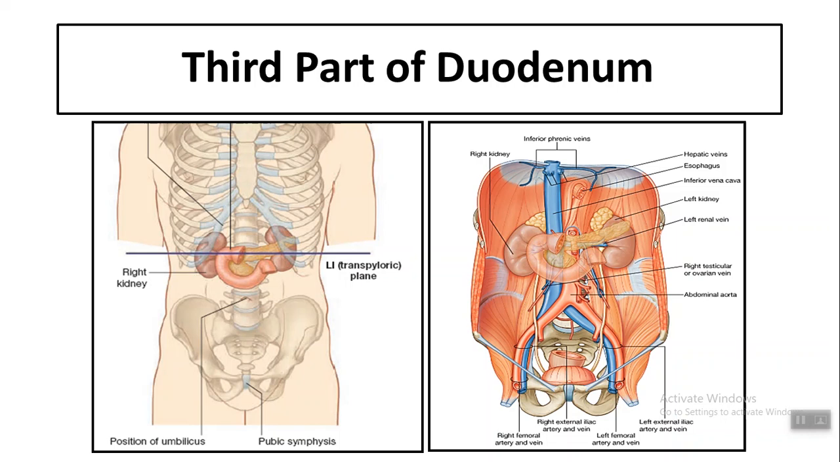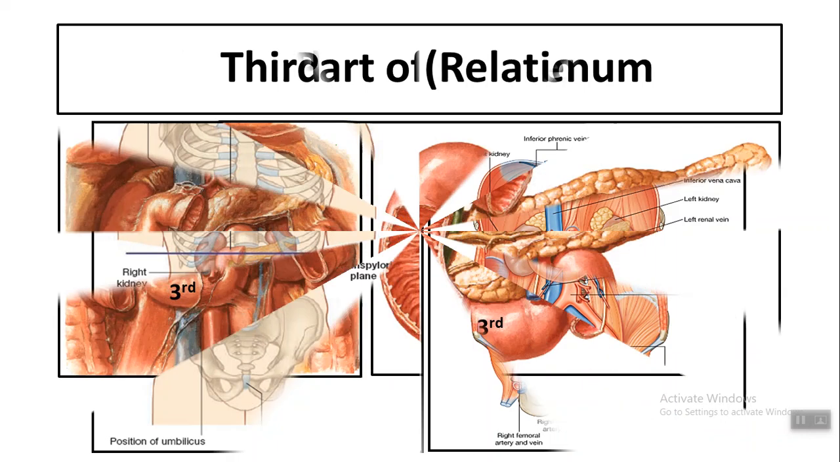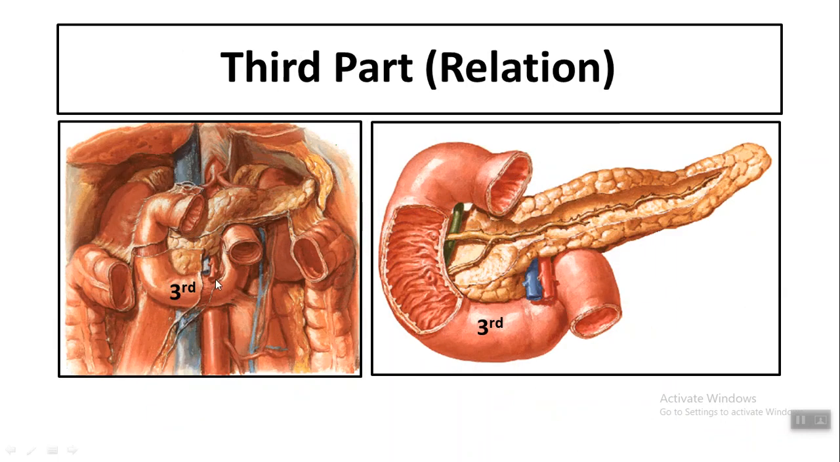The third part of the duodenum, also called the transverse part, runs horizontally in front of the vertebral column at the level of the subcostal plane, at the level of L3, and it has important relations anteriorly and posteriorly. Anteriorly, it is related to the root of the mesentery, with the superior mesenteric vessels contained within the root of the mesentery, and to the coils of the jejunum.